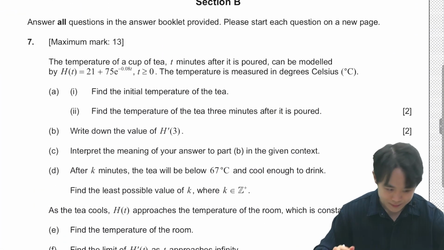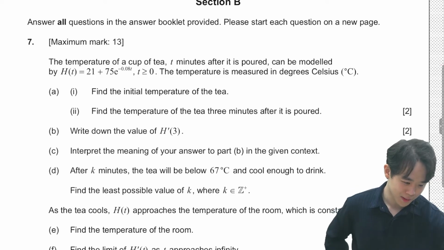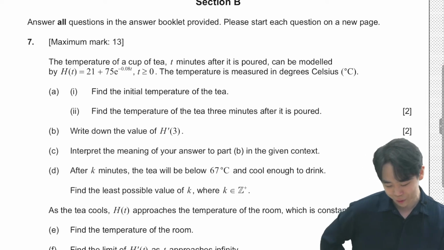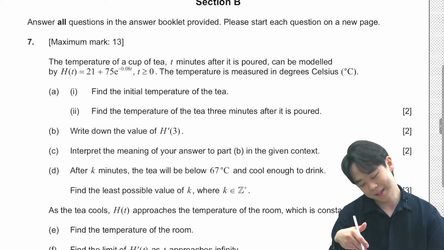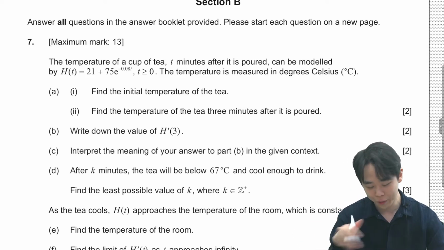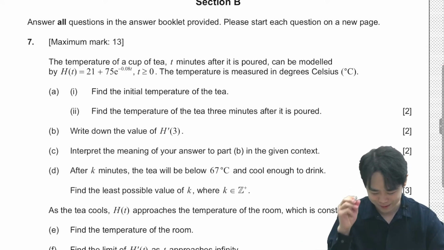Okay, now let's move on to section B. The last 3 or 4 questions in section B tend to be a bit harder. They're extended, right? So it's not just a short one-off problem. There's a series of subquestions, so you've got to know where this story is taking you, right? So let's go through this one by one.